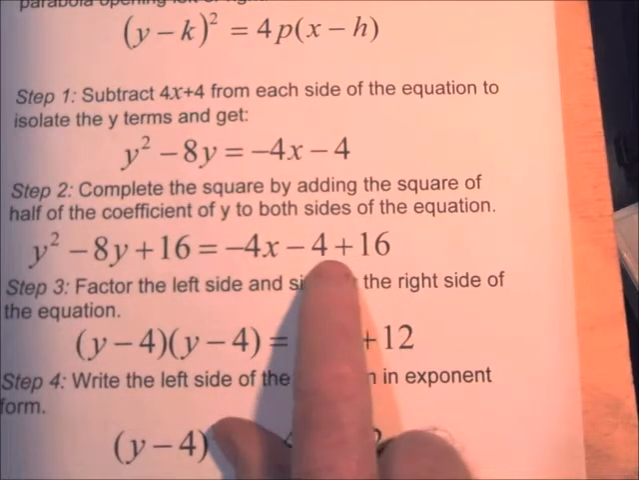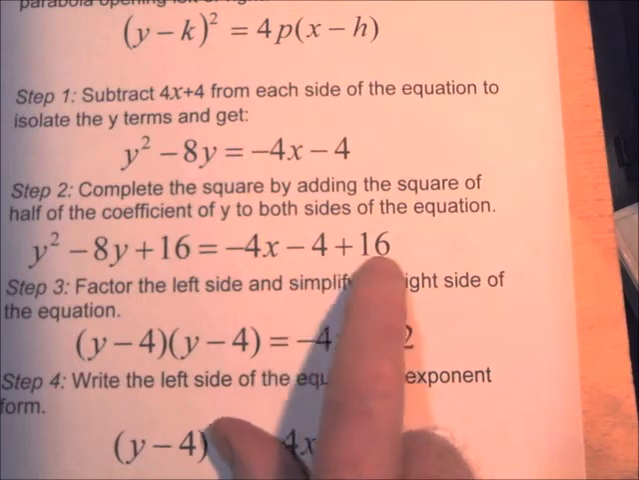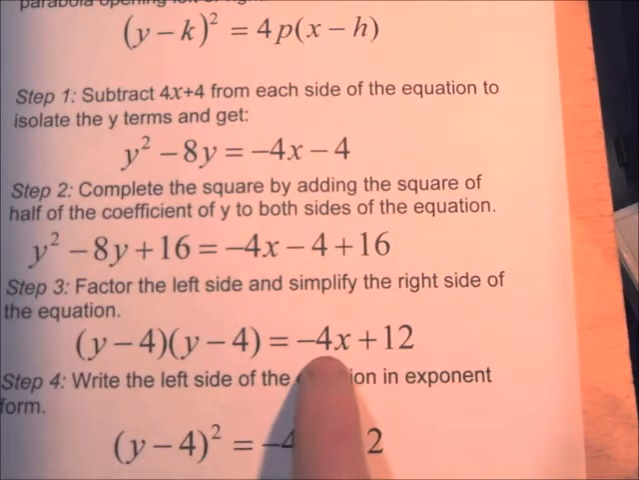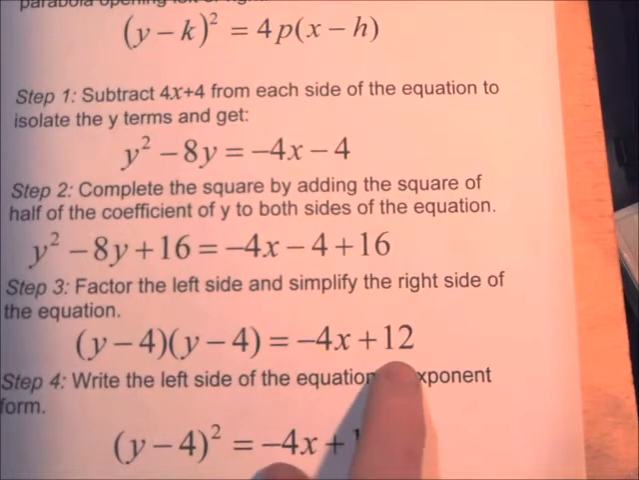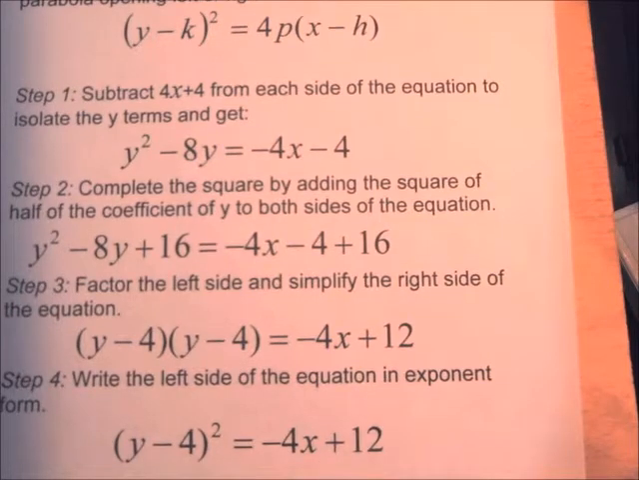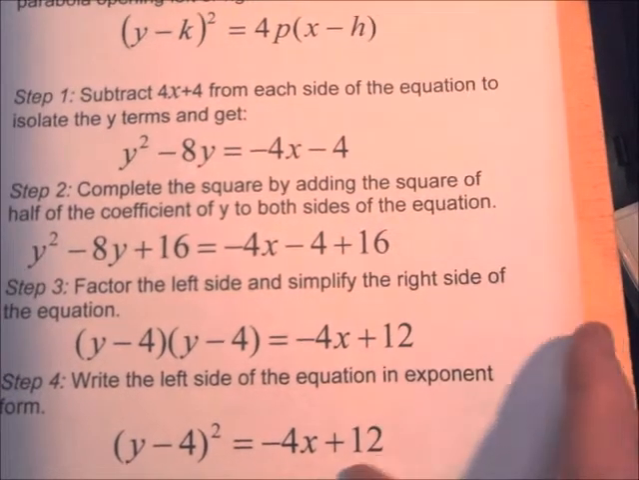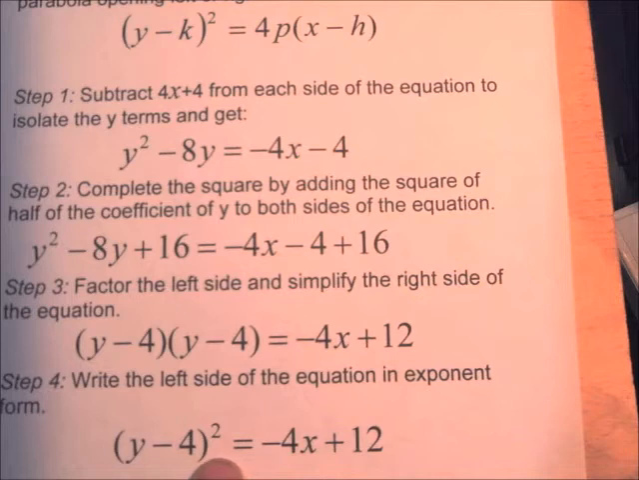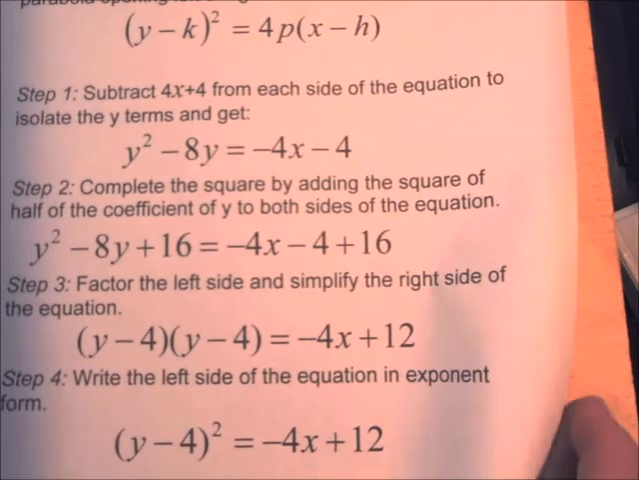On the right side, we can simplify. Negative 4 plus 16 is 12. So on the right side of the equal sign, we have negative 4x plus 12. We can write this in exponent form as y minus 4 quantity squared equals negative 4x plus 12.